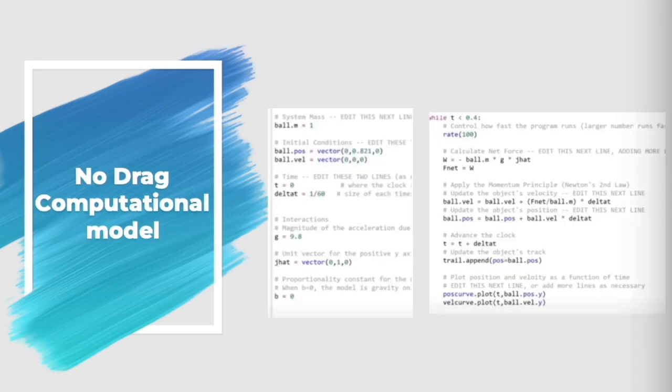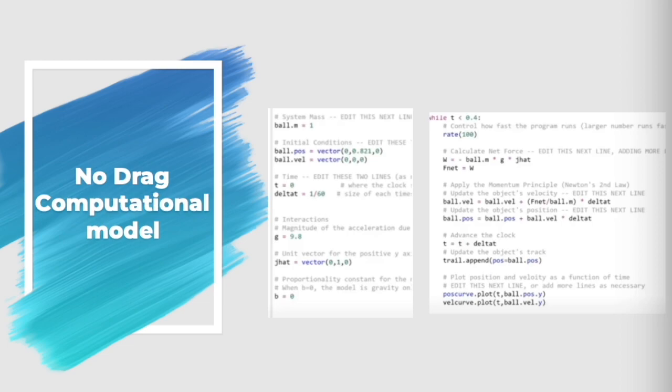So next I did this computational model that showed the effects of just weight and no drag force on the marker, which is in the GlowScript code, where I set the initial position of the marker as 0.821, which was indicated by the tape measure behind the marker, and no drag forces, so that B would equal 0. In this case, B would be the proportionality constant of the drag force itself, and the only force acting on the marker would be just the weight force, which is the mass of the ball times g times j hat.